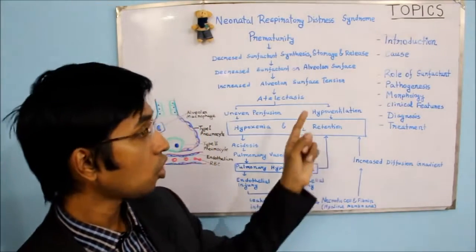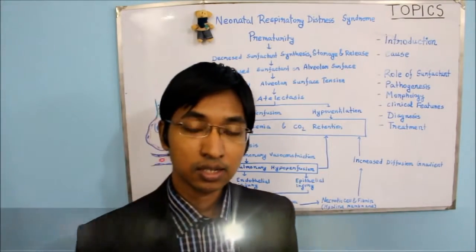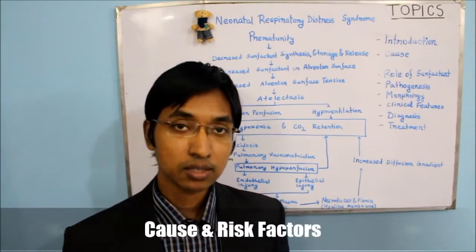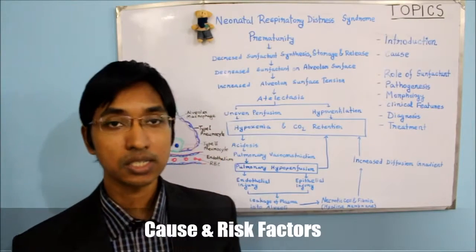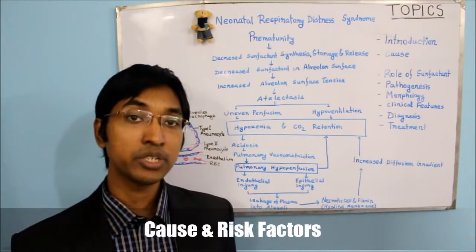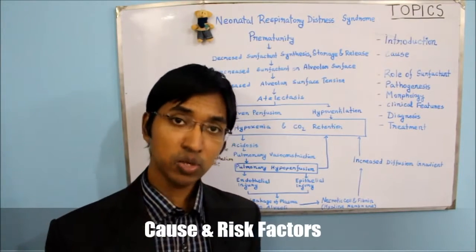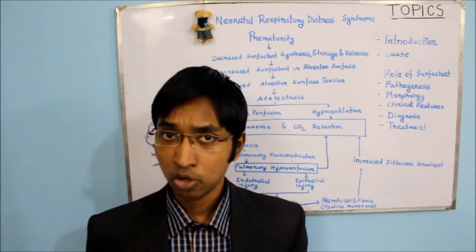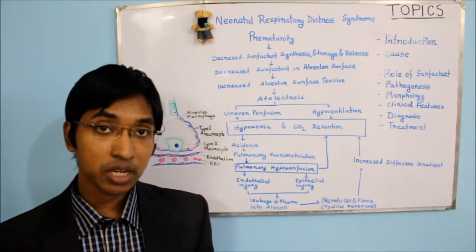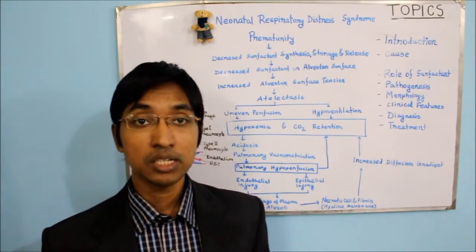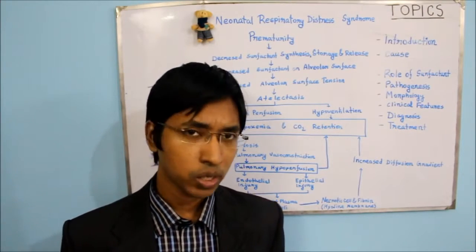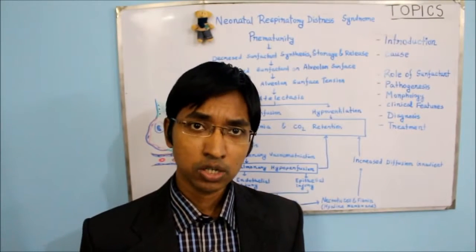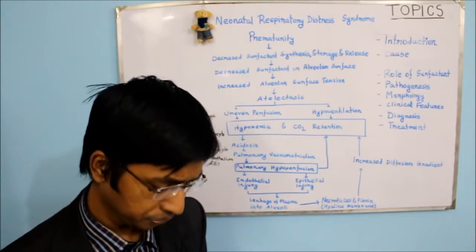So now that we have talked about the introductory points regarding this disease, we will move on and talk about the cause of this disease. And the cause is immaturity of the lungs. And that's why it is common among preterm babies. But one thing you have to remember, that although this is very common among preterm babies, sometimes it can also happen in full-term babies as well. But the most common incidence occurs in preterm babies.